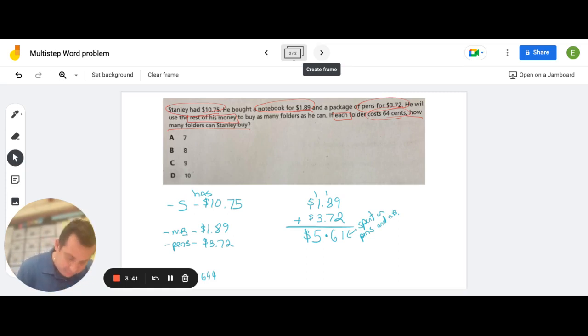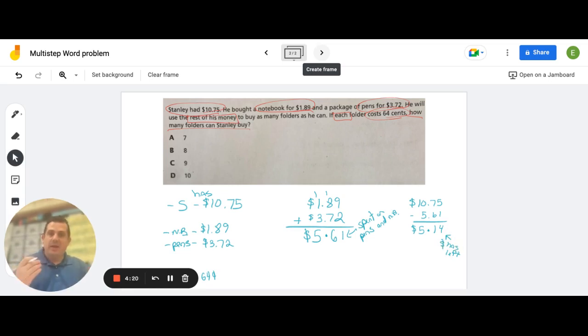All right, because he only had $10.75. So I'm going to go here. There's my $10.75. And I'm going to subtract the $5.61 that he spent. All right. Subtracting. So I'm going to bring my decimal point straight down. 5 minus 1 is 4. 7 minus 6 is 1. 10 minus 5 is 5. So $5.14 is how much money he has left. So I'm just going to write here, money he has left. Okay. Now he's going to use that money and buy folders.